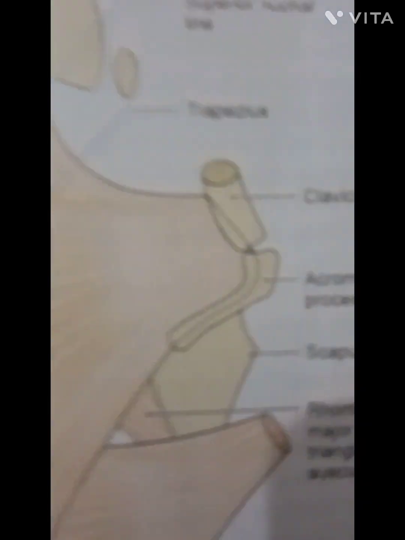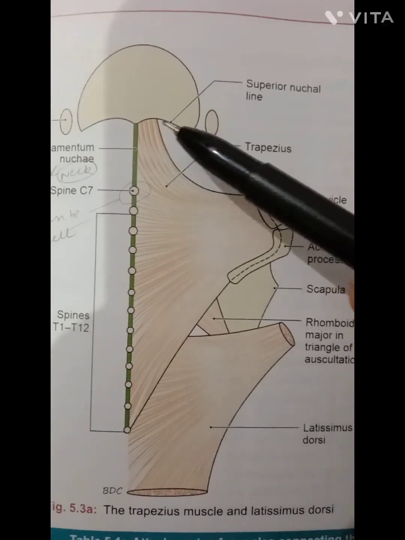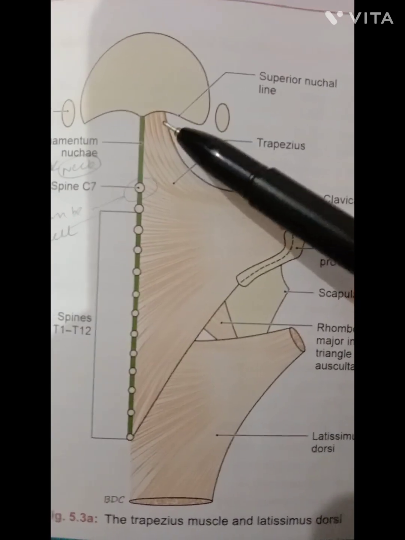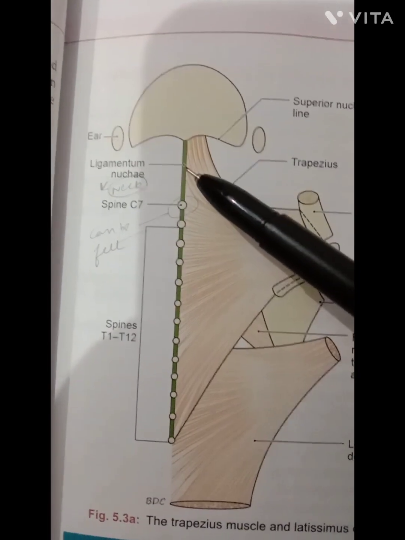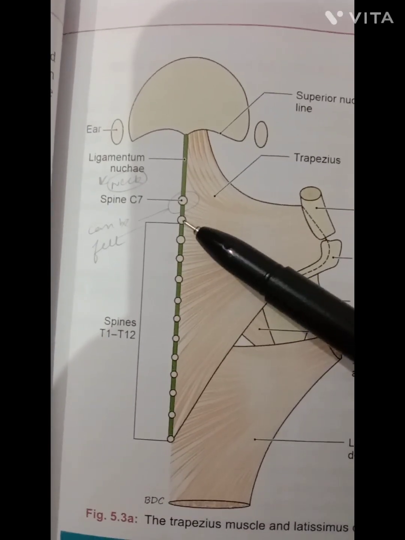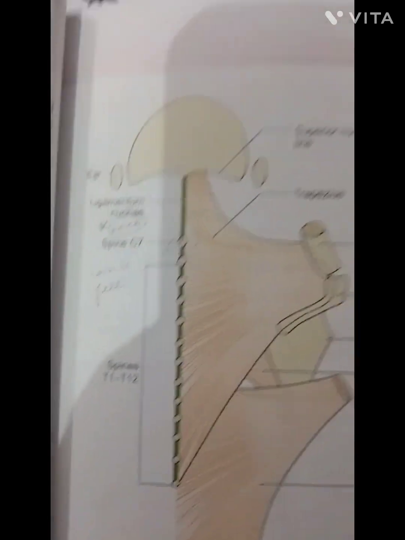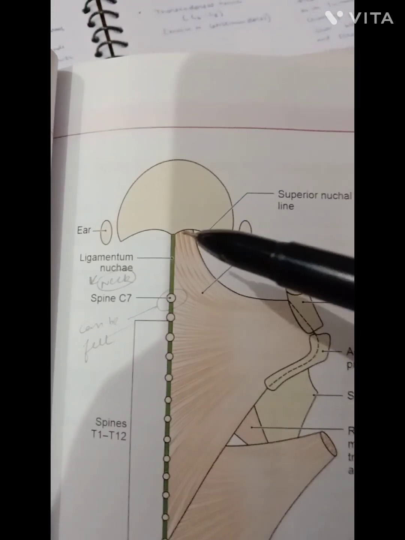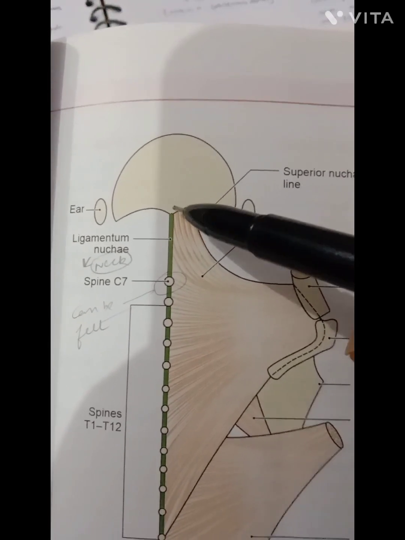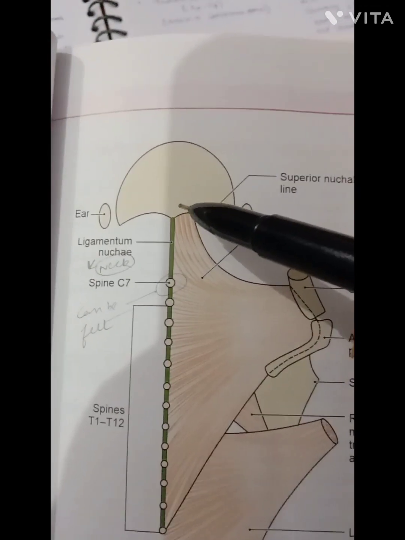So here you can see this is the superior nuchal line. This is the medial 1/3 portion. This is the ligamentum nuchae, C7 spine, T1 to T12 thoracic region segments. This point can be felt easily, which is known as the external occipital protuberance. You can feel it on the back side of the head.